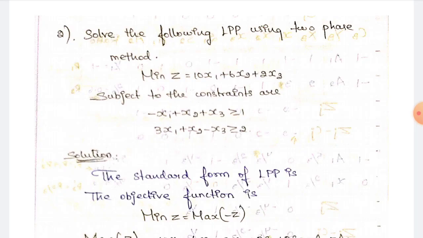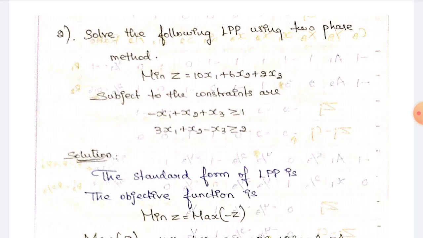So the given objective function is minimization of Z. You have to modify that as a maximization of minus Z, so minus 10x1 minus 6x2 minus 2x3. Here the two constraints are in the form greater than or equal to, so you have to subtract a surplus variable and add an artificial variable. So plus 0 into s1 plus 0 into s2 minus a1 minus a2.